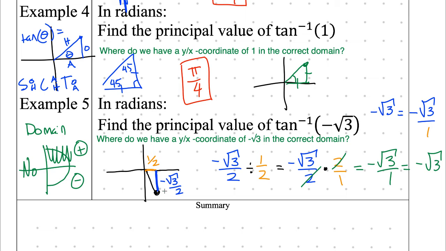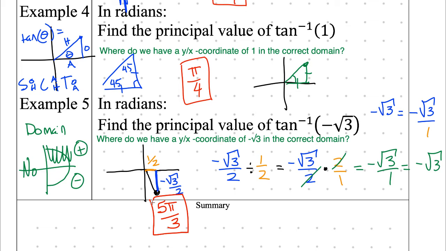So this location on the unit circle is correct, and that is 300 degrees, or that is 5 pi over 3 radians. And we're doing everything in radians, so this is 5 pi over 3. Final answer, and box it.